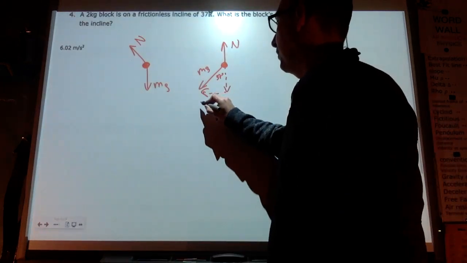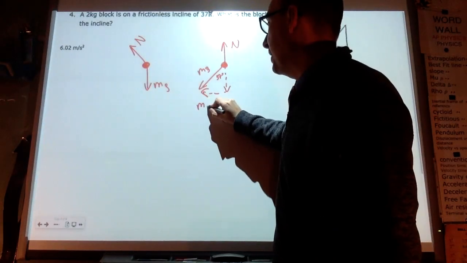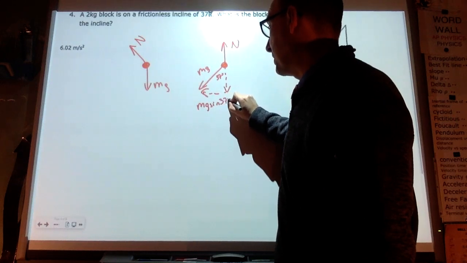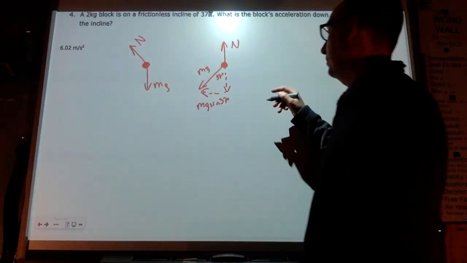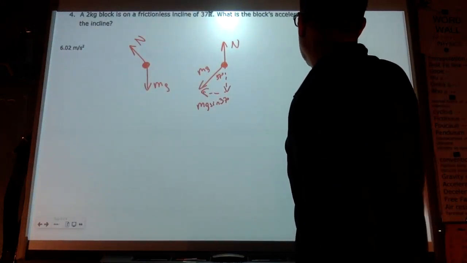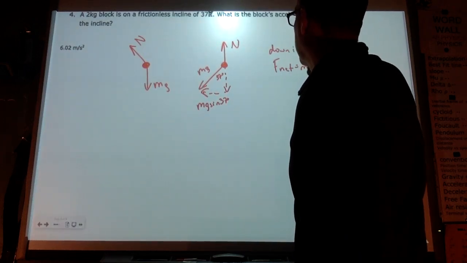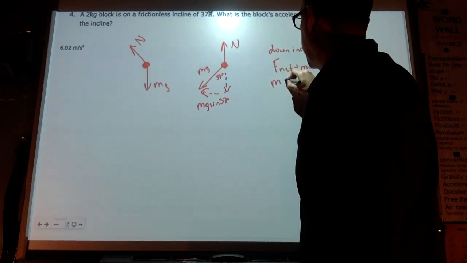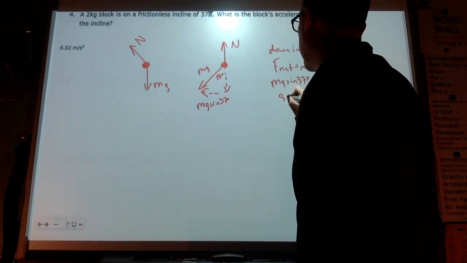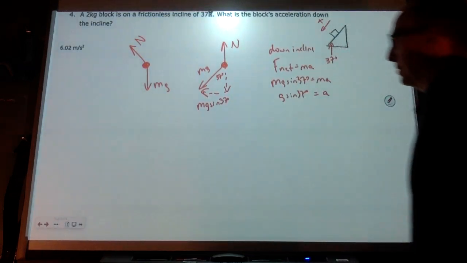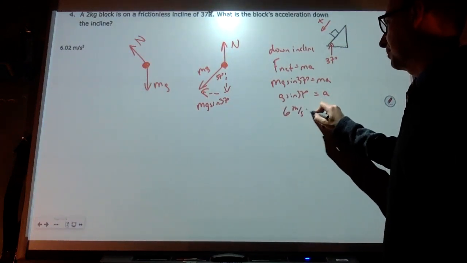So that's going to make the arrow that I'm interested in, this component, because this is the one going down the incline, mg sine of 37 degrees, because this would be the opposite side. And so down the incline, I'm going to make positive, and I'm going to say F net equals MA. And so this is going to give me mg sine of 37 equals MA, so A is going to be g sine of 37, which ends up being about 6.